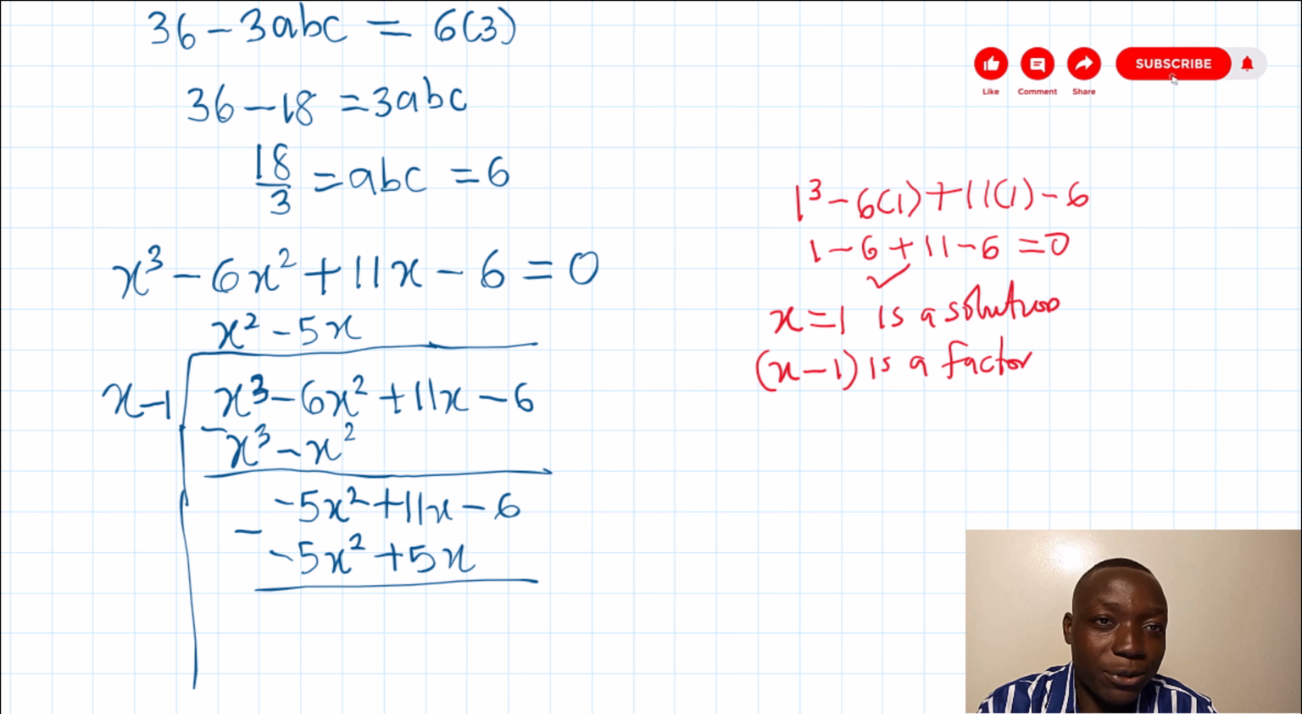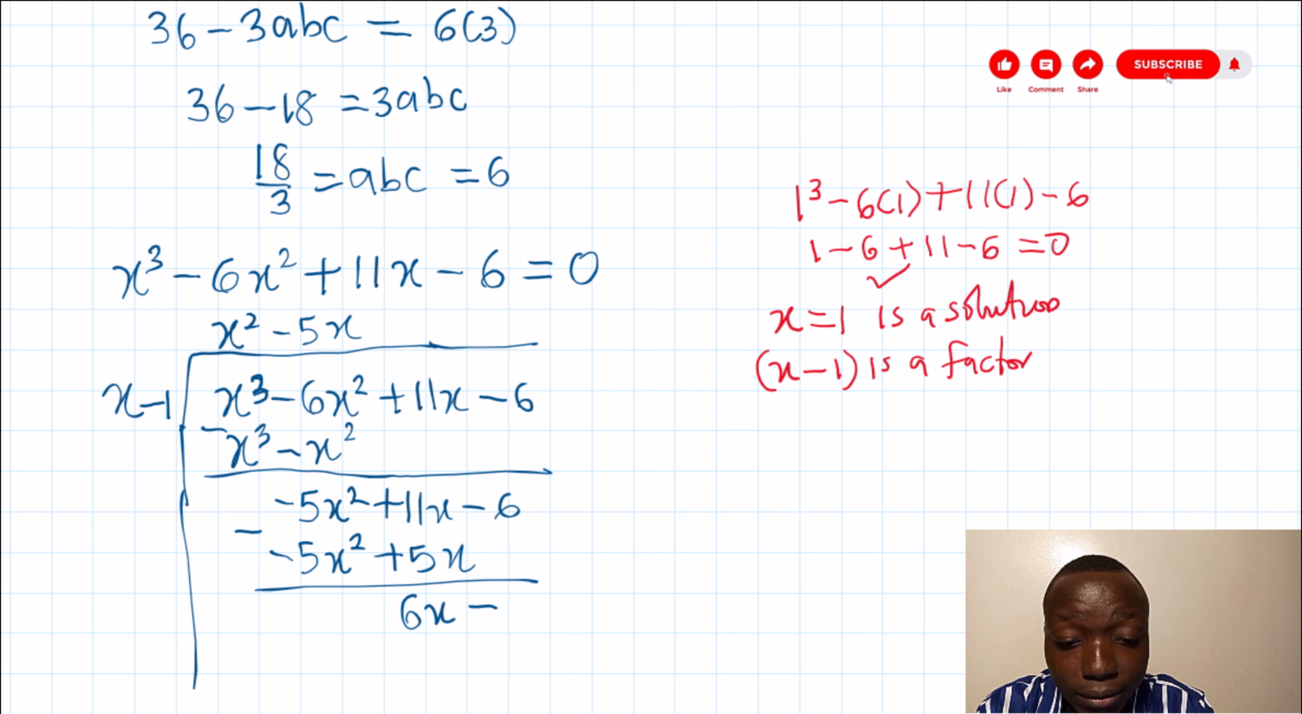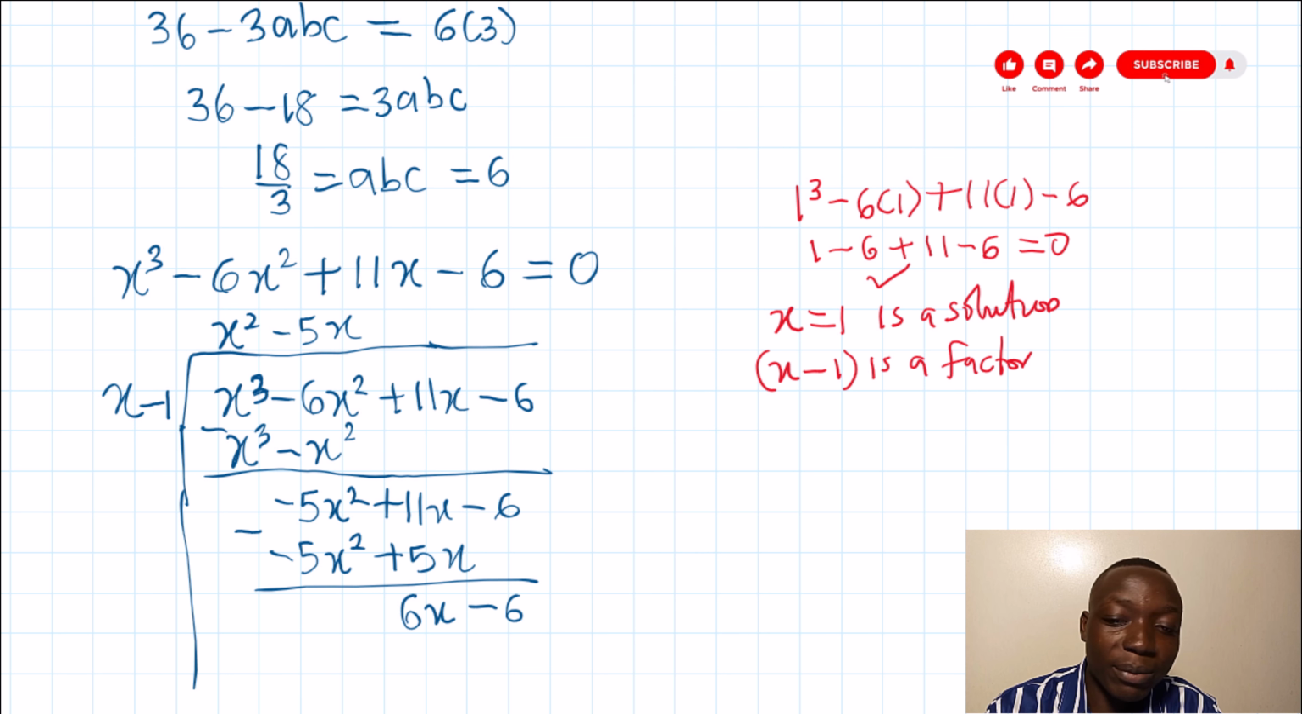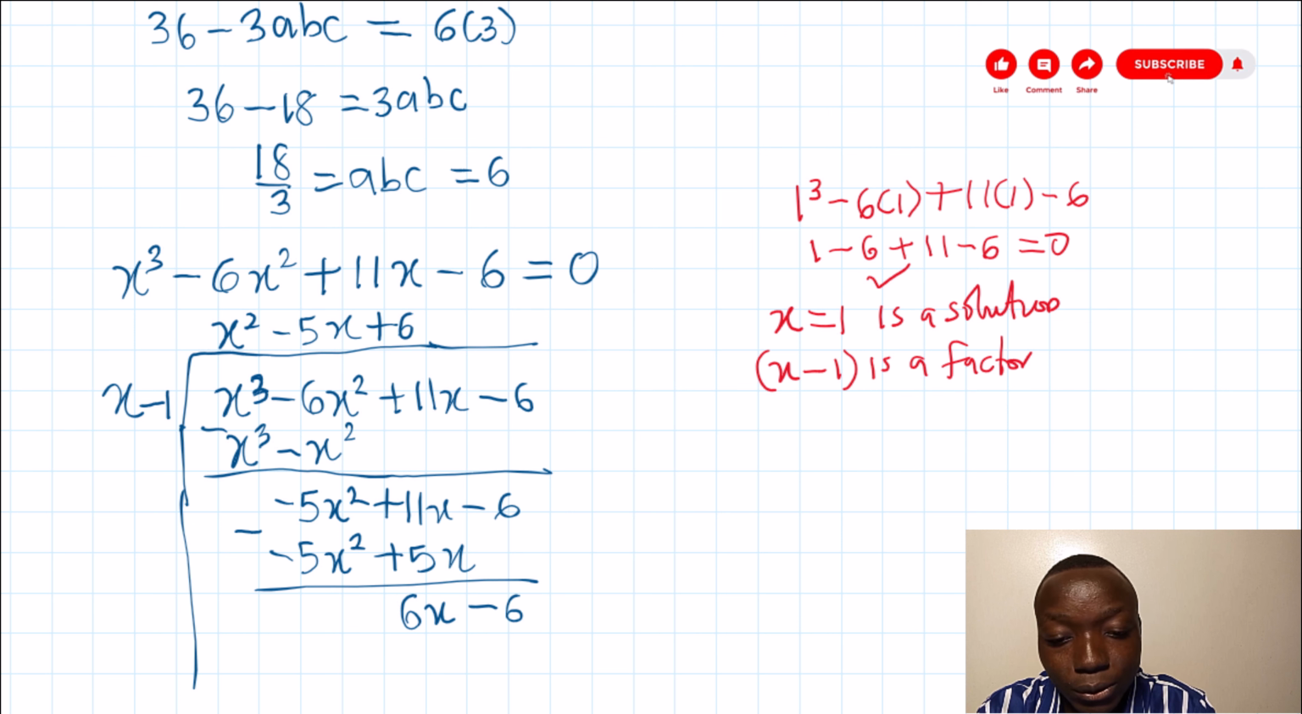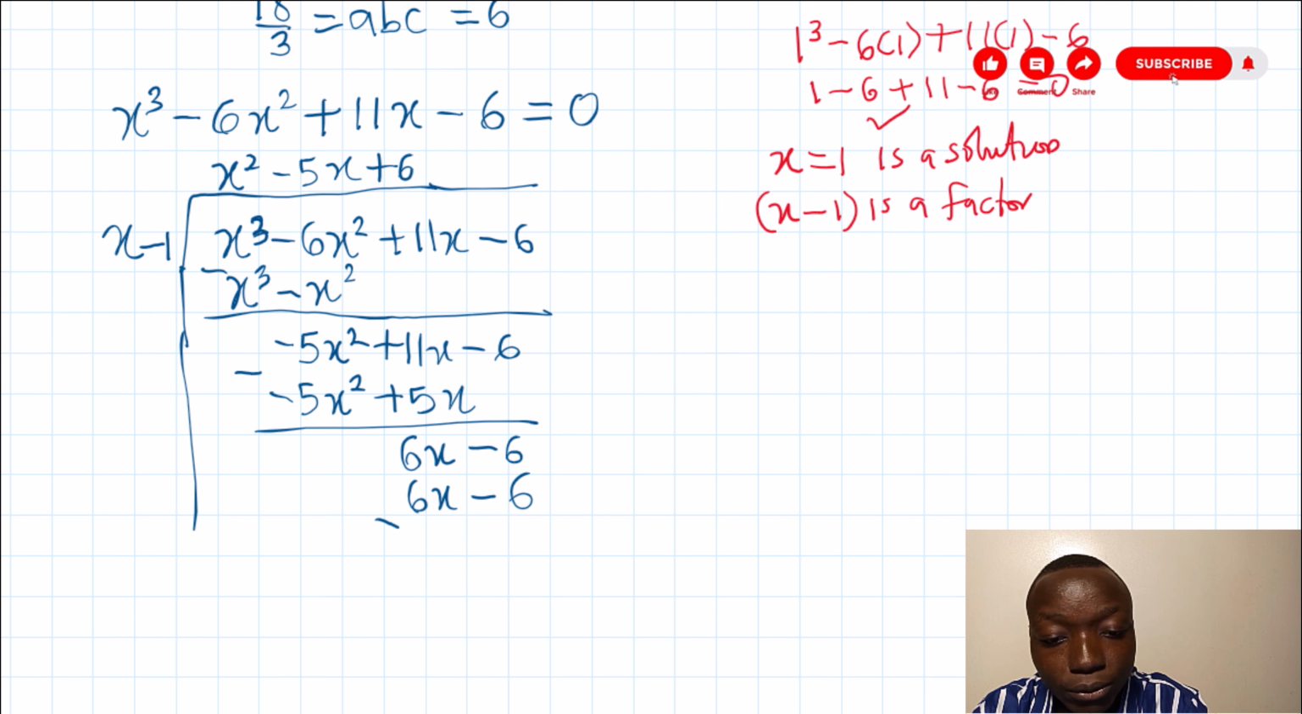So minus 5x squared is out. So we have 11x minus 5x. That will give us 6x minus 6. Now, what are we multiplying with x that will give us 6x? That's plus 6. So you have 6x minus 6. So if you subtract this, you have 0.